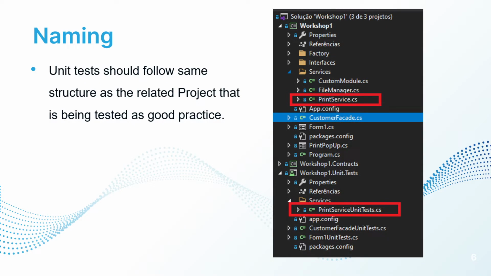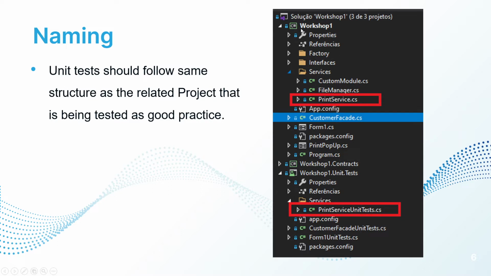Talking a little bit about the names. Unit tests should follow the same structure as the related project that's being tested, as a good practice. As you can see in this project, we have a print service inside the service folder, and we have a unit test project here following the same structure, with a print service unit test. We also have other structure outside the folder. Form 1 also has some unit tests, following the same structure as the related project being tested.